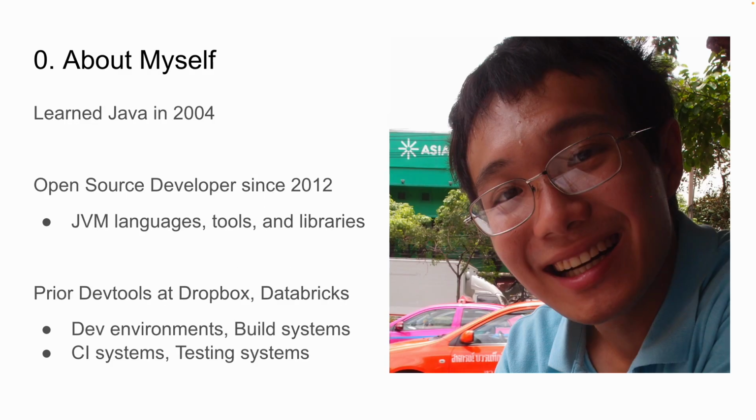About myself, I've been programming in Java for a bit over 20 years now. I've been working on open source projects since 2012. My last job was at Databricks, which is a Scala JVM shop. So a lot of the projects are Scala running on the JVM, but also a lot of Java projects and other JVM related technologies. My professional work is all in developer tools: dev environments, build systems, test systems, CI systems, and the whole laundry list of things that go on before production.